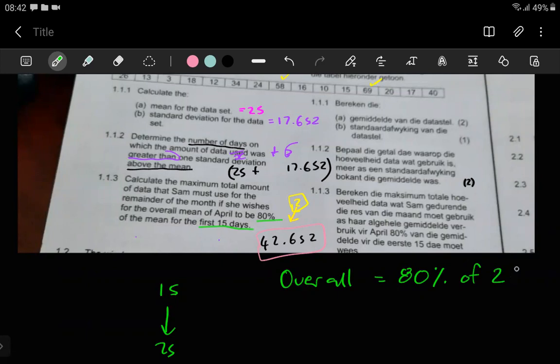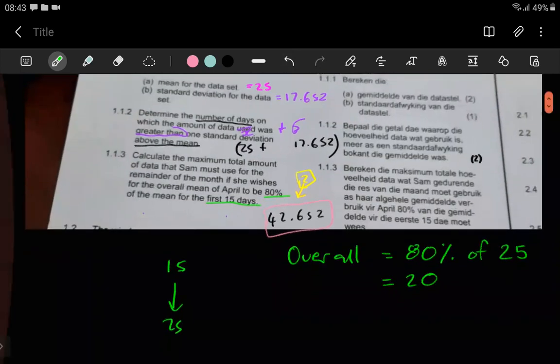What is 80% of 25? If you divide by 100, you put 80 over 100 times 25. Great, 80% of 25 is 20. I'm assuming you got that in the calculator. What is the answer in the calculator? Yeah, it is right. Okay, it's fine. 20.